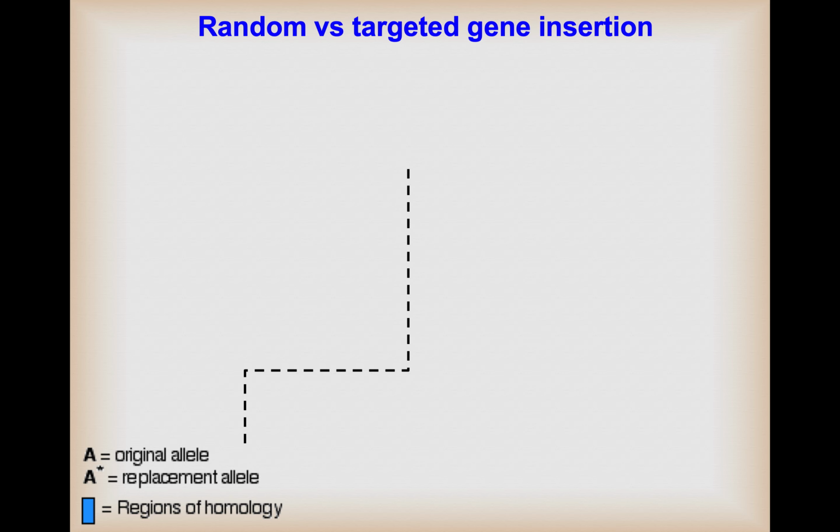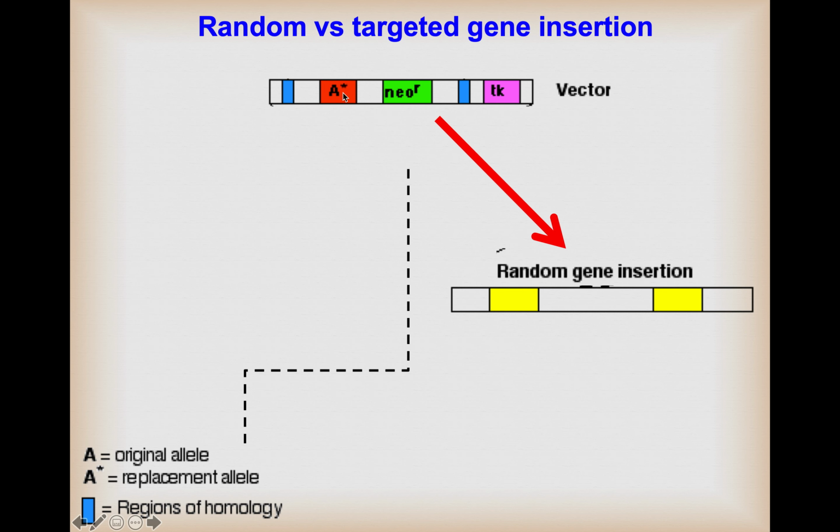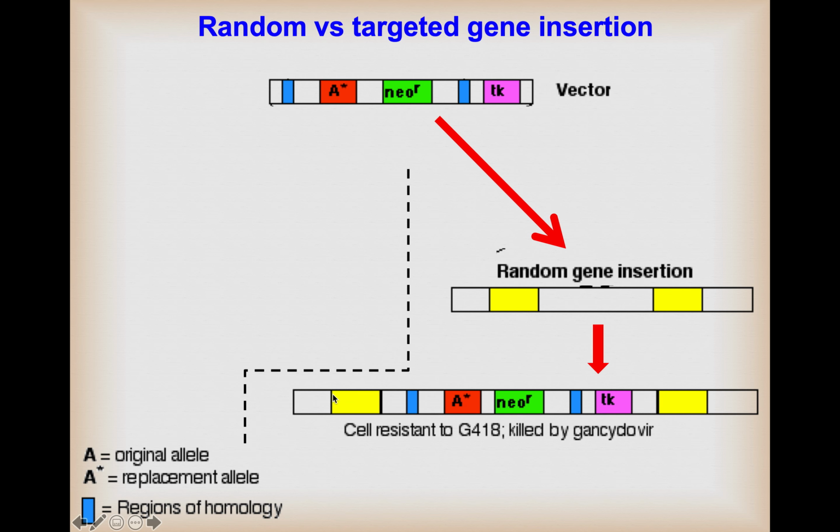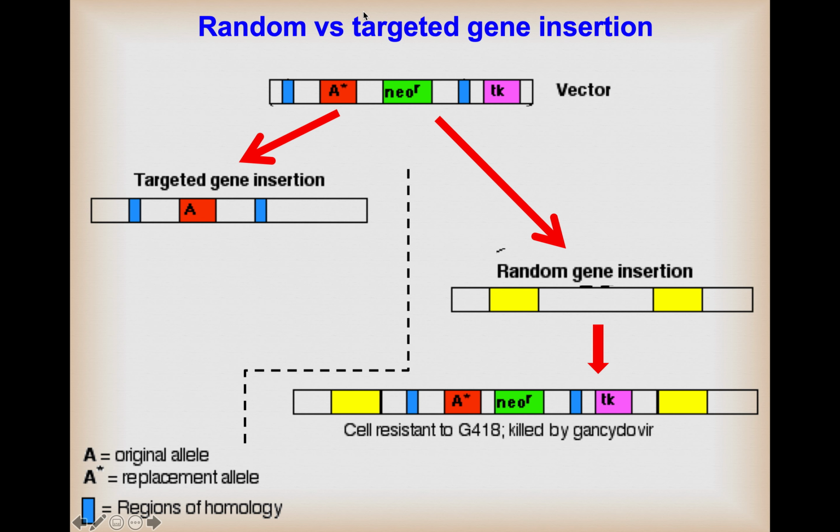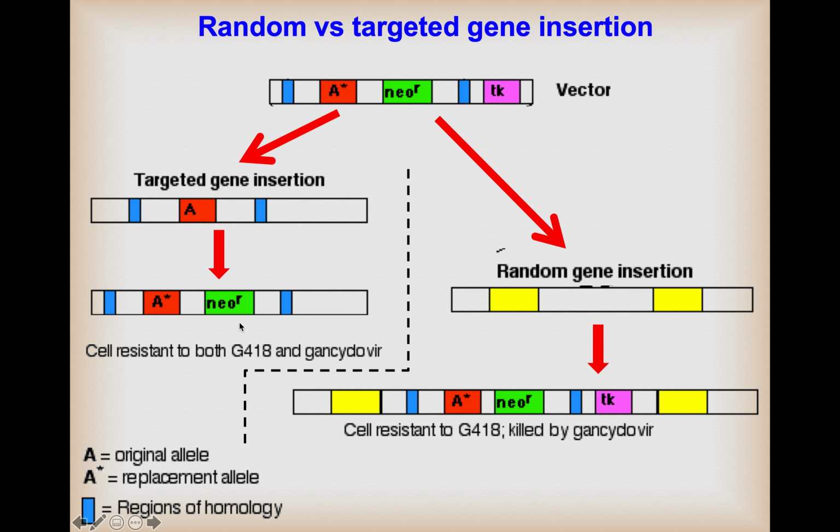So let's take a look at them side by side. Random is non-homologous, targeted is homologous recombination, and you have your vector over here. Remember your TK, your neo, and your transgene. If you have a random gene insertion, or non-homologous recombination, this is what you get. Like I said, every bit and piece gets integrated one into another. But if you go for targeted gene insertion, this is the result. Not all of them will be integrated together, but some of them will be.